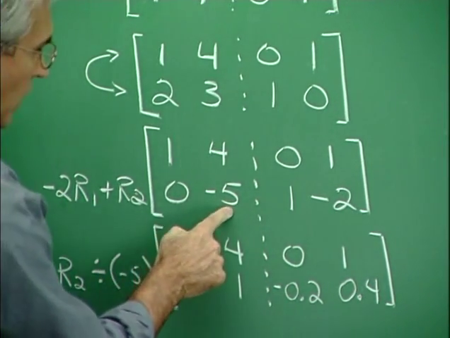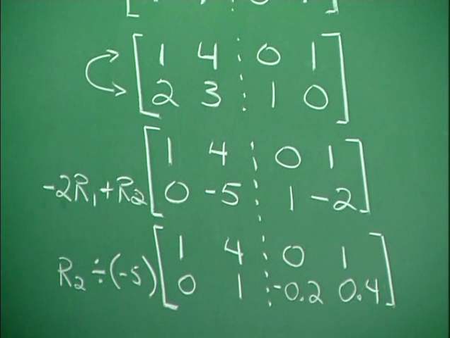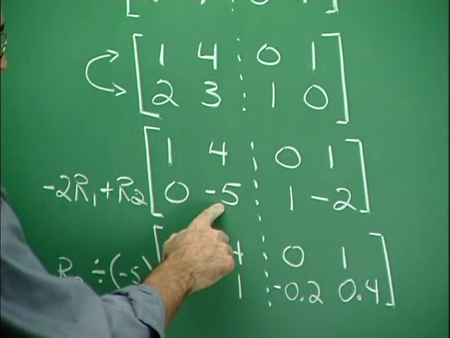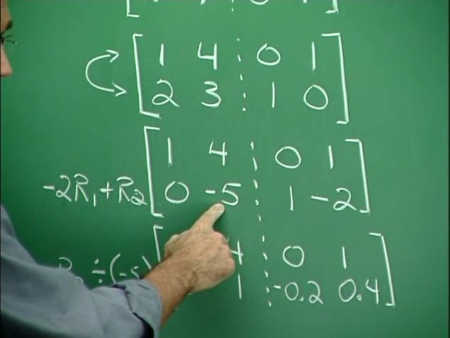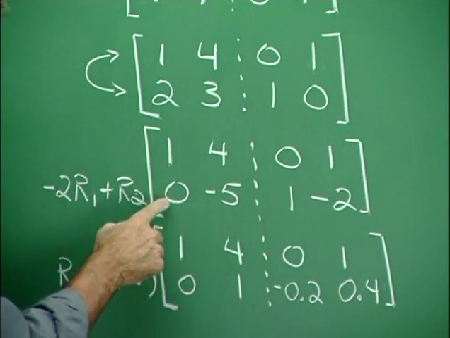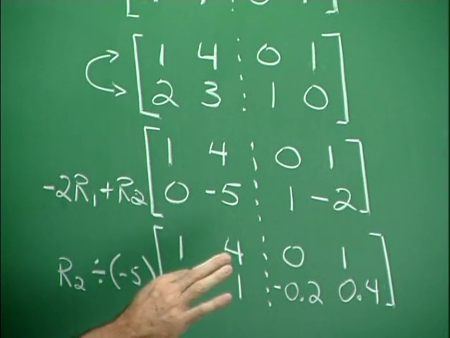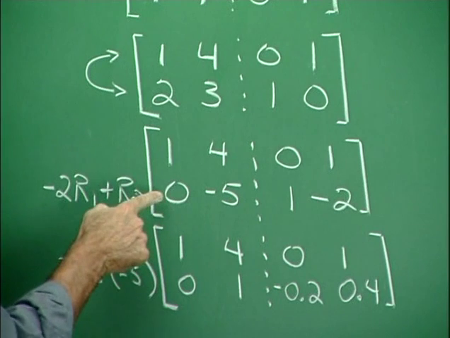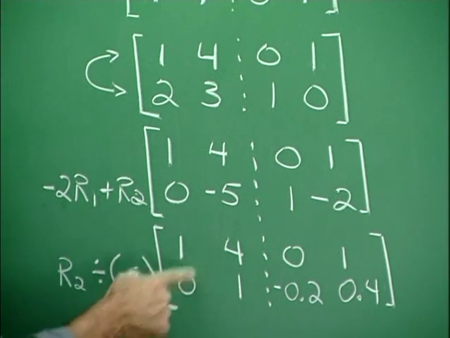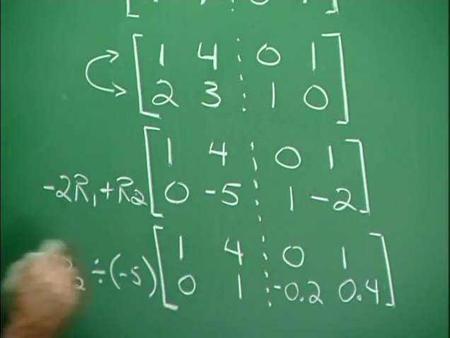Now, I'd like to cause a 1 to occur here. There are a couple of ways of doing that, but I think the safest thing to do is to divide through by -5. So I'll just take row 2 and divide by -5. Now, it creates some fractions here, but it's really not a big deal. Divide this by -5, we get 0. Divide this by -5, we get 1 as expected.